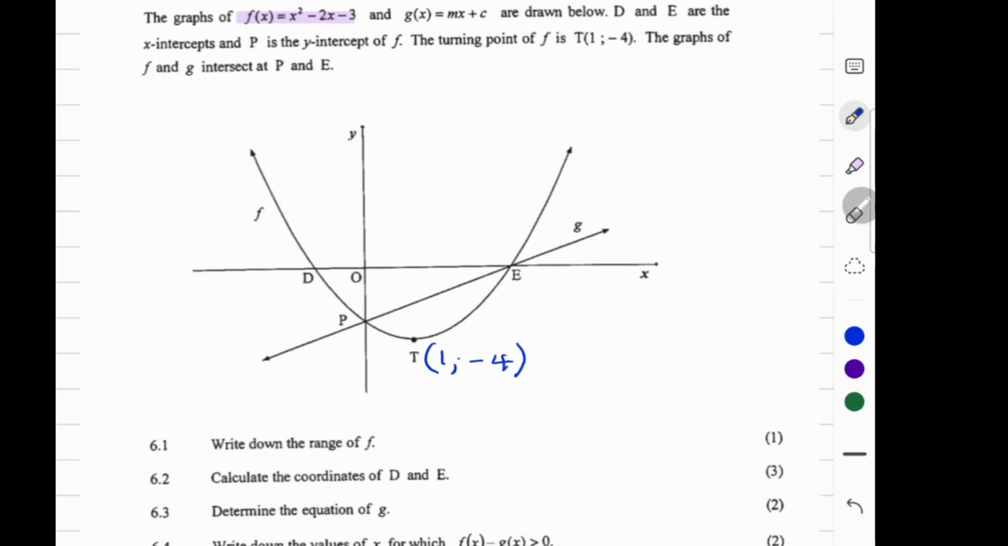So 6.1 wants us to write down the range of f. Now remember that the range is all the y values. Where does my graph exist in terms of the y values? So this is my graph of f. Looking at this graph, the lowest point of f is this one here, which is (1, -4). So the lowest y value of f(x) is -4. So you would say that the range would be y is greater than or equal to -4.